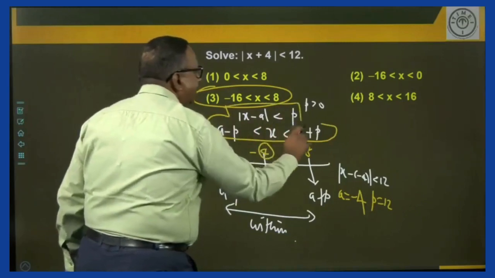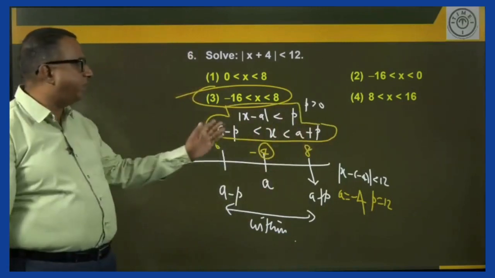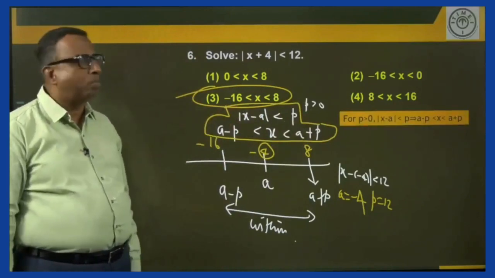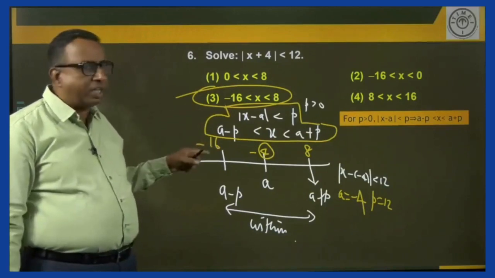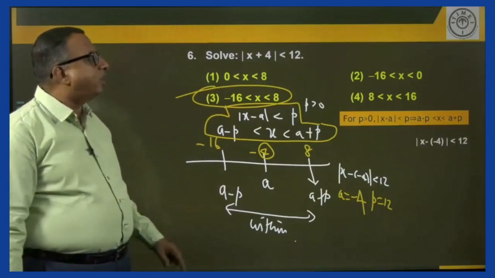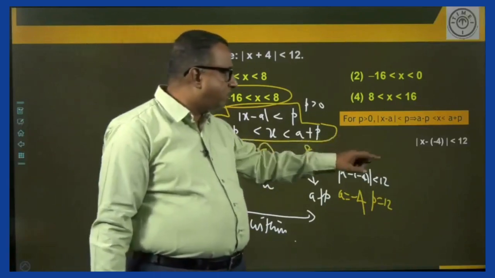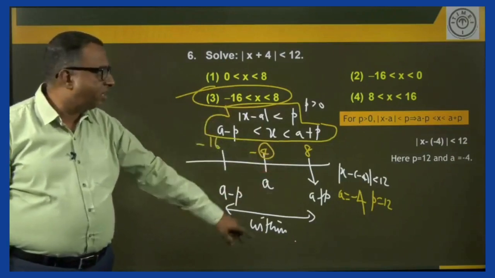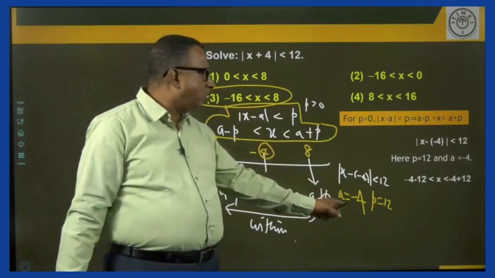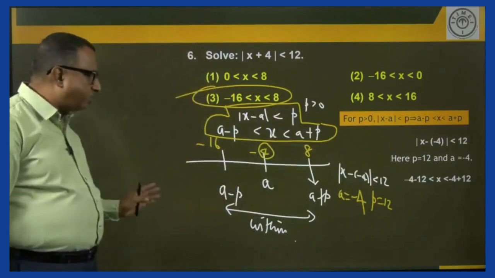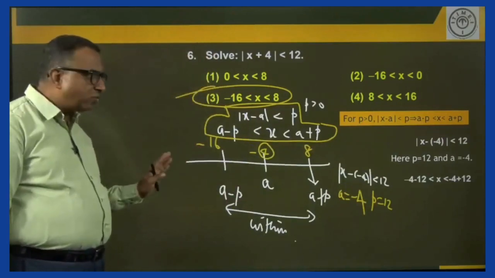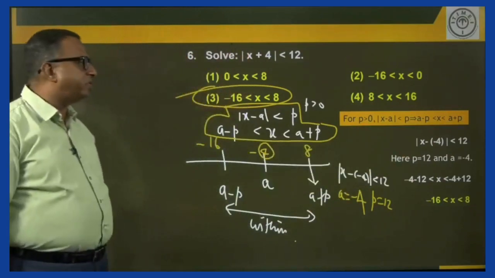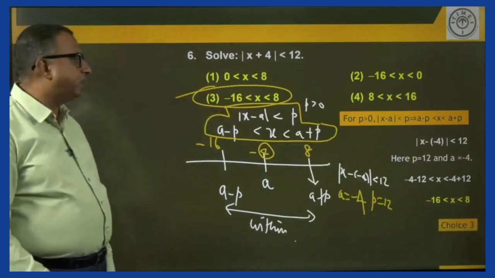Mod x minus a less than p, with p greater than 0, means x is lying between a minus p and a plus p. So, mod of x plus 4 is less than 12. You are at negative 4, 12 units to the right, you go to minus 4 plus 12, which is 8. 12 units to the left, you go to minus 4 minus 12, which is minus 16. So x lies between negative 16 and 8. So, choice 3 will be the answer for this.